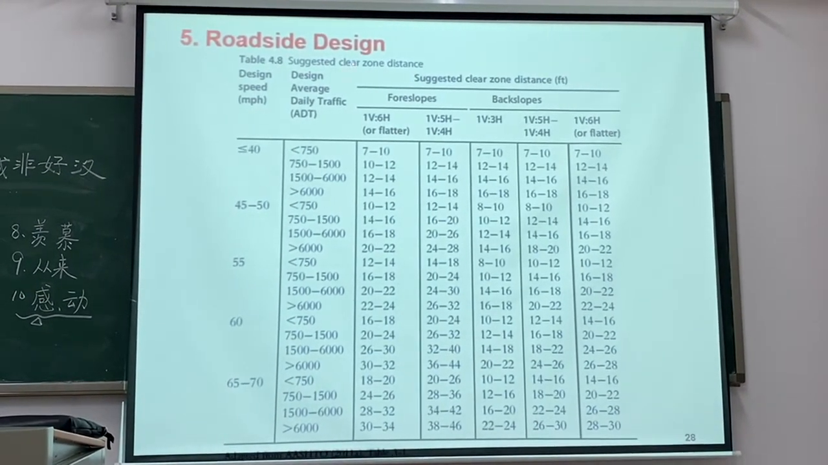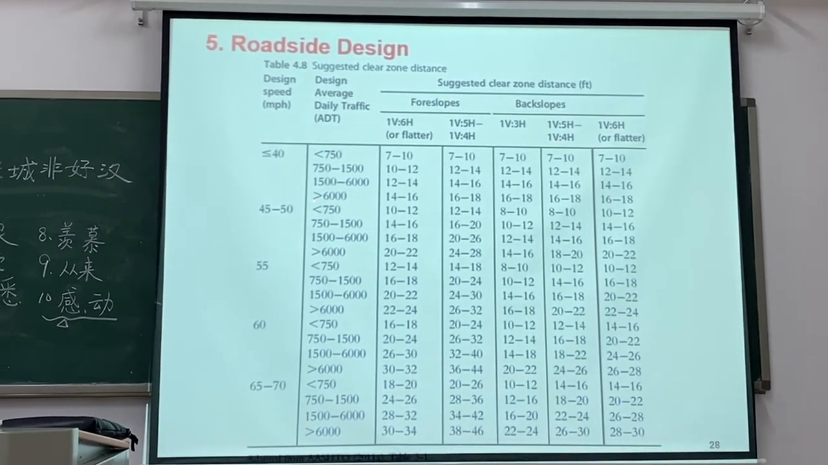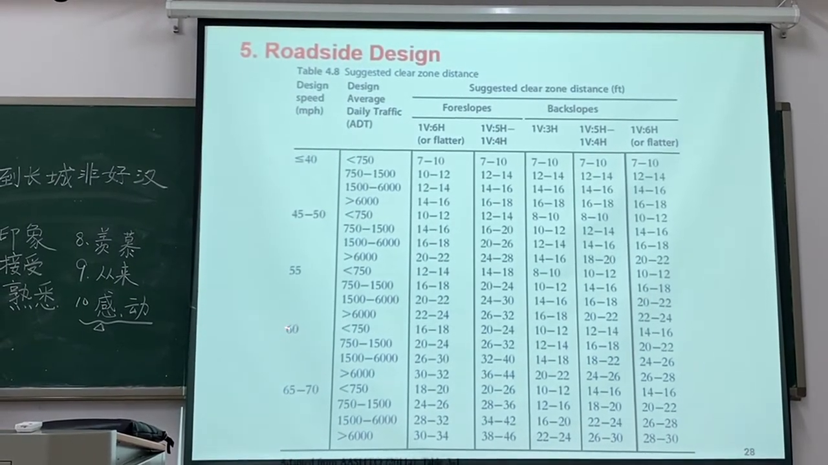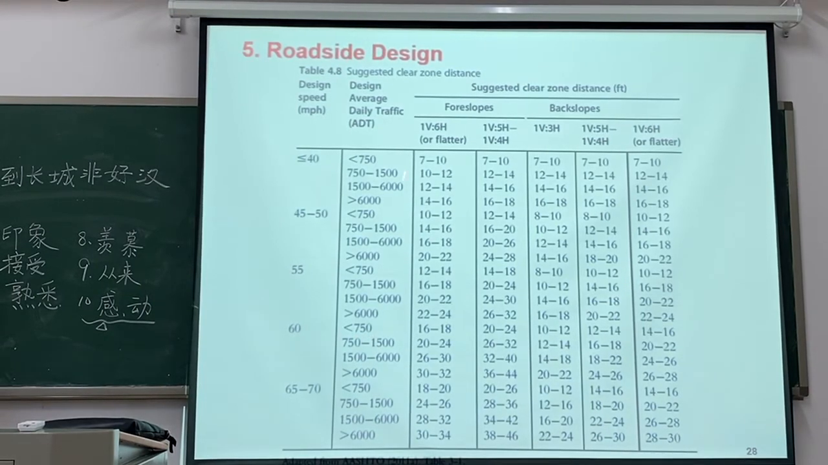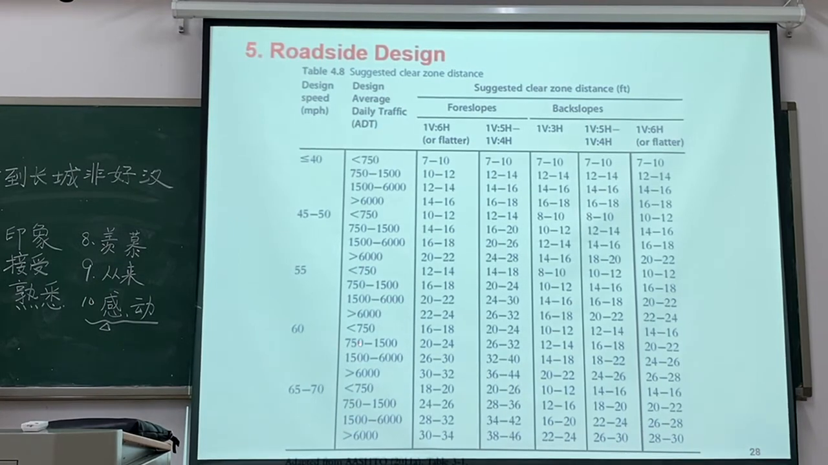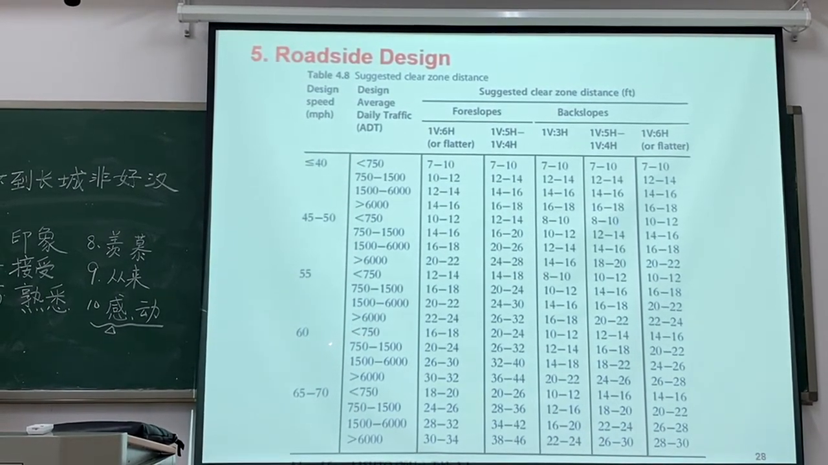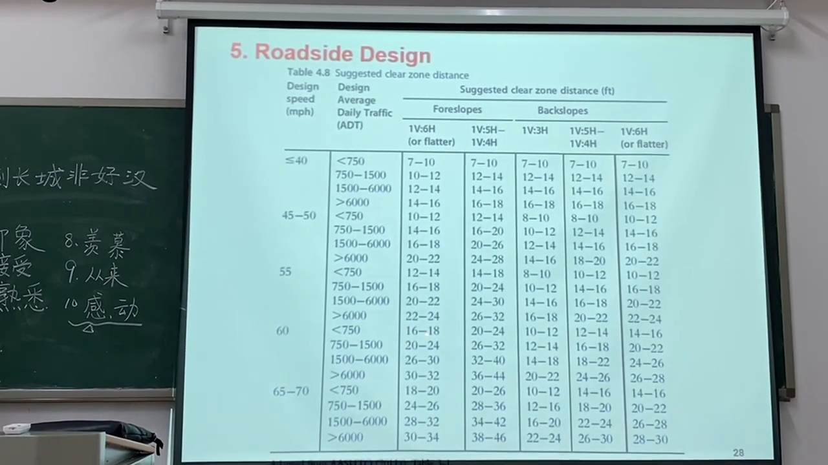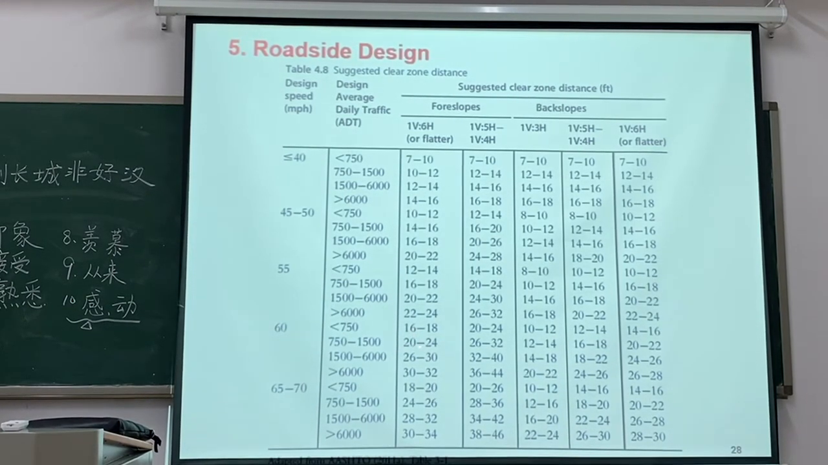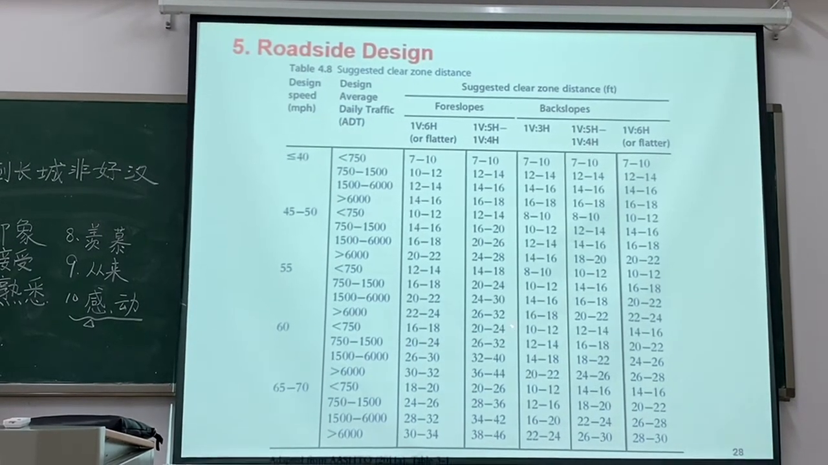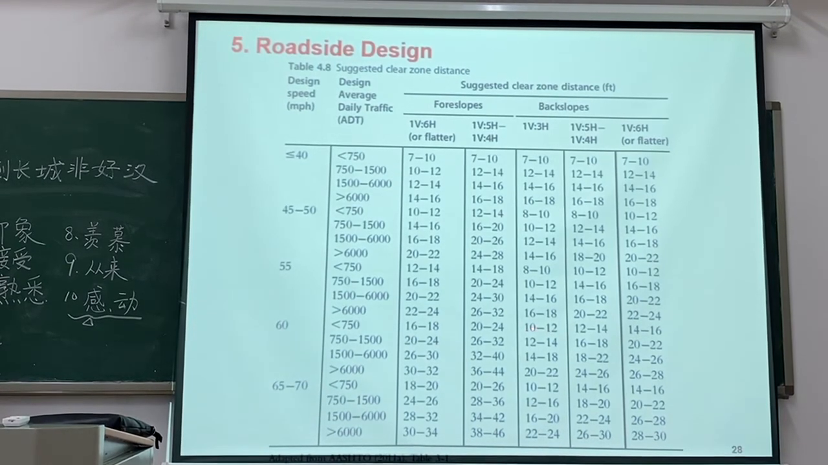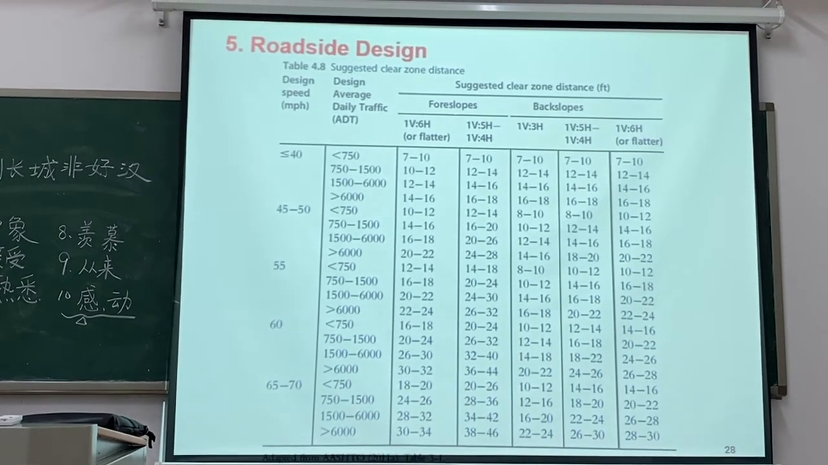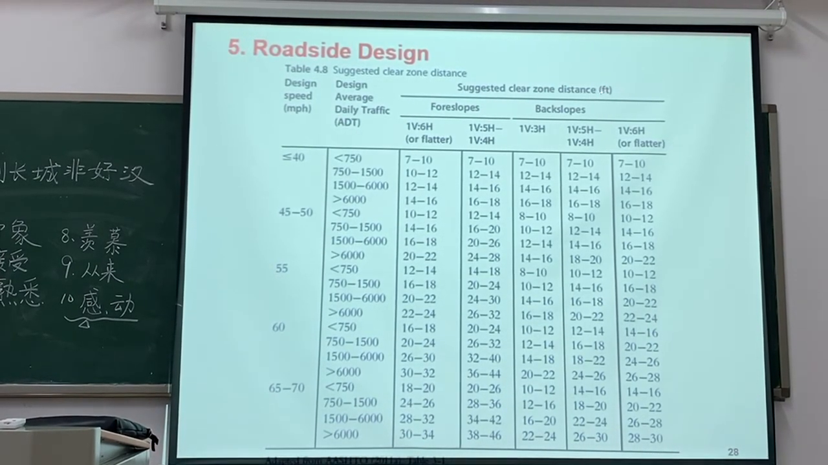Now, suggested clear zone distance. From this table, we can know that for different design speeds, for example 60 mph design speed, and for design average daily traffic of less than 750 ADT, the foreslope and the backslope values are like 16 to 18, and the backslope is 10 to 12, or 12 to 14, or 14 to 16. They suggest the clear zone distance in different feet.